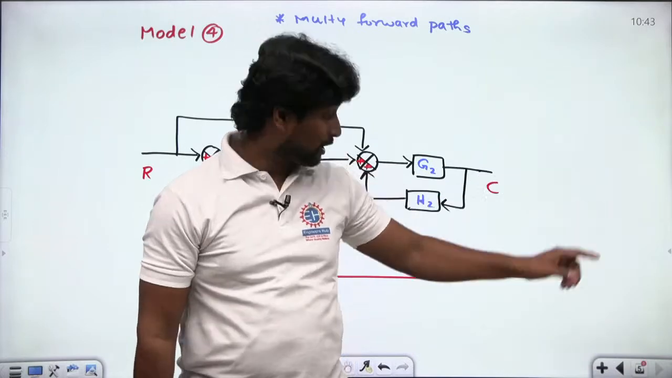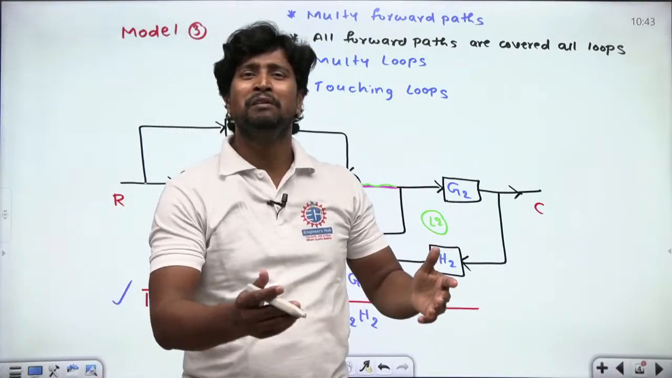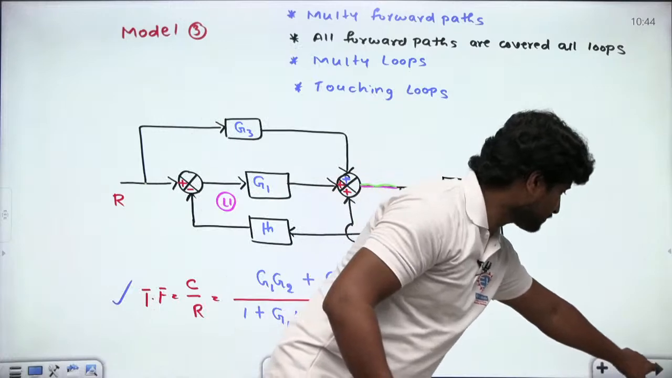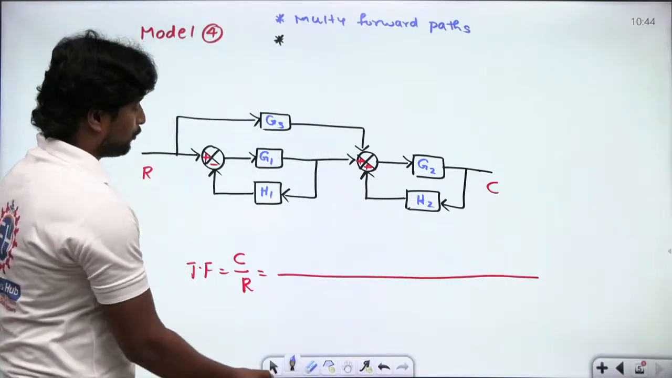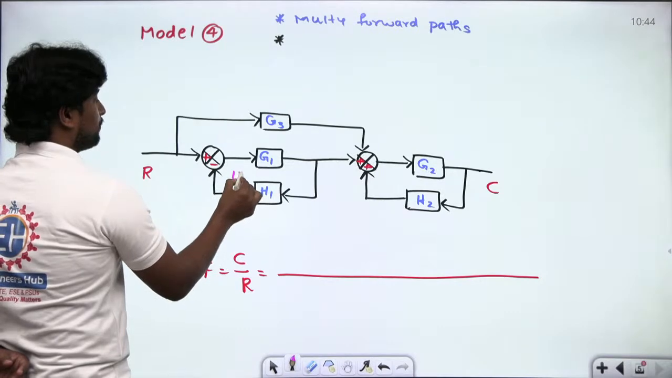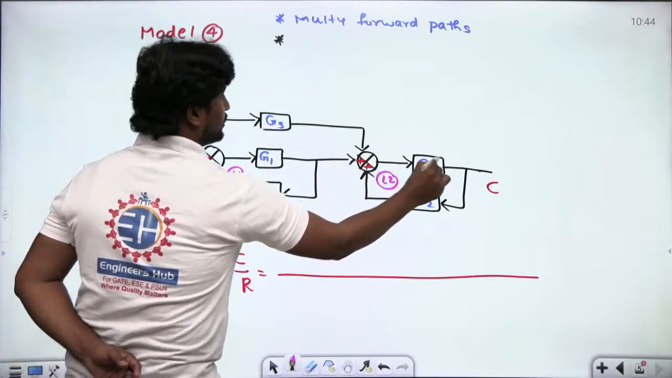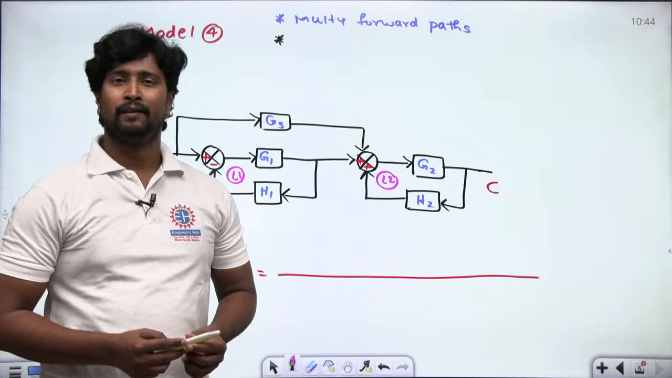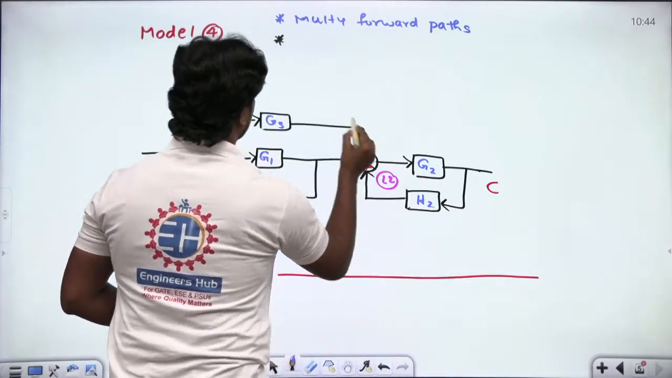What is the second point in model number 3? All forward paths cover all loops. But here, some forward paths are missing some loops. If they are missing, how to handle that? That is the twist in model number 4, nothing else. Now go with the third point. Guys, observe carefully. How many loops are here? G1, H1 is one loop, and G2, H2 is one loop. And guys, listen carefully, G3, G2, H2 is not a loop. Why? Because I started here, I need to terminate here only. That is the loop. Again, how many loops are here? Two loops. As usual, multi loops.